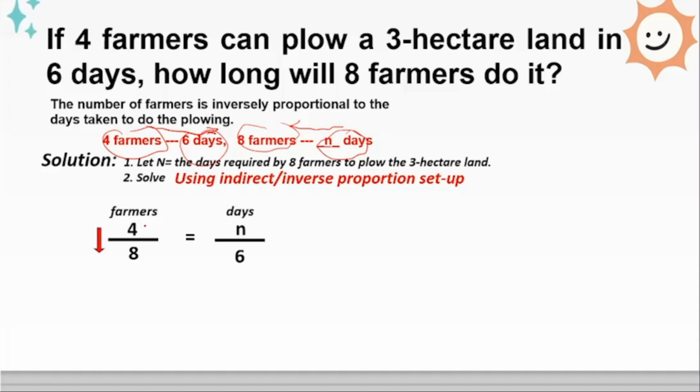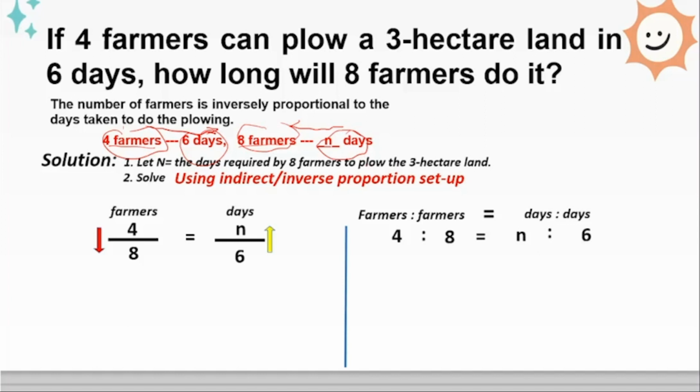Okay? So, here we can also write it in column form. Farmers to farmers as days to days. So, in indirect proportion, when setting up, we combine the same terms. So, here, farmers to farmers, days to days. When writing it, take 4, start with 4 farmers, then 8 farmers. First term, in the second ratio. Okay? For the days, you start with the second term, then the second term also of the first ratio.